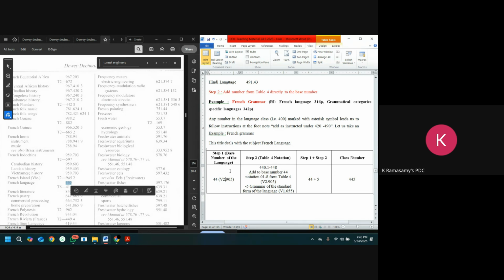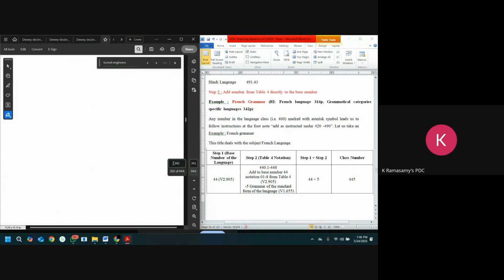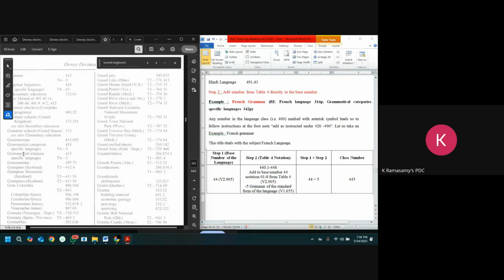After getting the base number, you should find out the number for grammar. I don't know what the number for grammar is, so let me go to the index. I'm looking for the number for grammar. They say grammatical category, special languages, T4, number 5. In table 4, the number is 5. So I've taken number 5 from table 4. I need to add both.